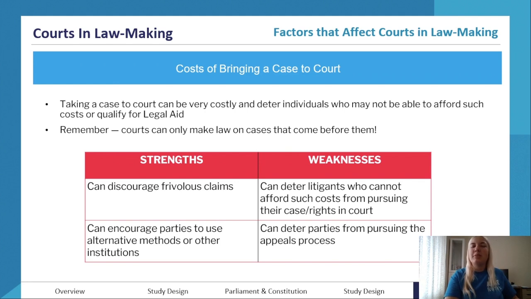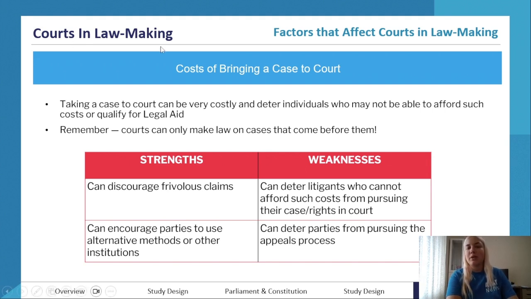We know also that many people don't qualify for legal aid. It's only available to people in the lowest income brackets, and it's much less available for anyone in the civil justice system in comparison to criminal. So that's very problematic, and that can deter individuals as well. But this is really a big flaw, because courts can only make law on cases that come before them. Courts cannot develop precedent or complete statutory interpretation or interpretation of the Constitution if that case isn't coming to them in the first place as part of the dispute.